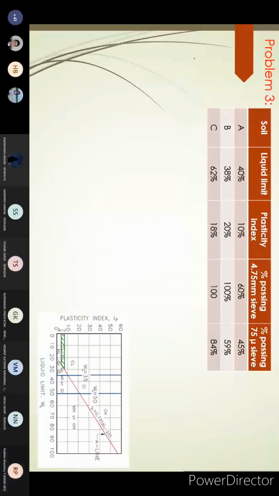Soil A. And the table which you had given, will it be available in the exam also, or do we need to memorize it?